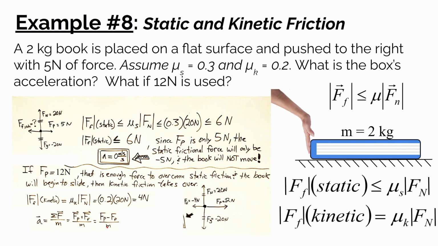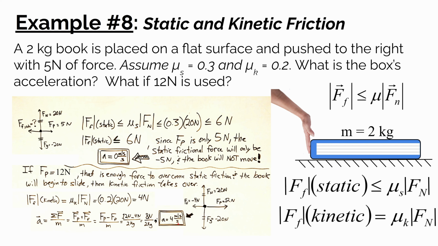If we want a quantitative answer, let's just plug in our values. The force of push is 12 newtons. We're subtracting the size of the frictional force, that's 4 newtons. So the sum of the forces is 8 newtons, divided by the mass of the book, 2 kilograms. So the acceleration turns out to be 4 meters per second per second. The book would increase its velocity by 4 meters per second for every second that it's increasing its speed.